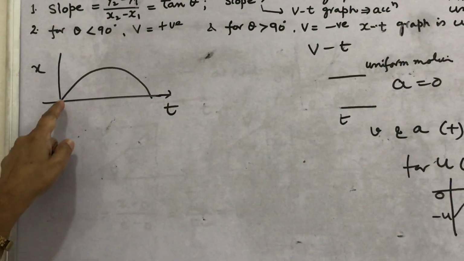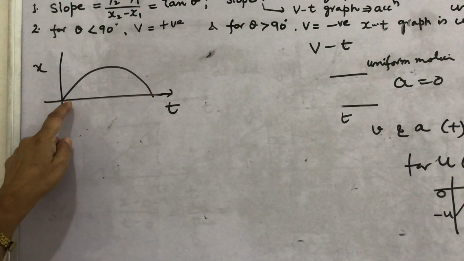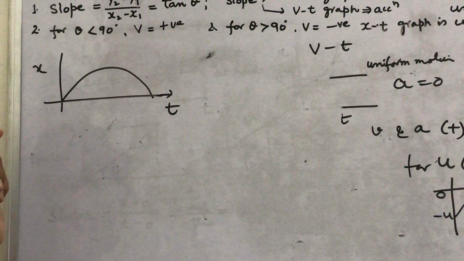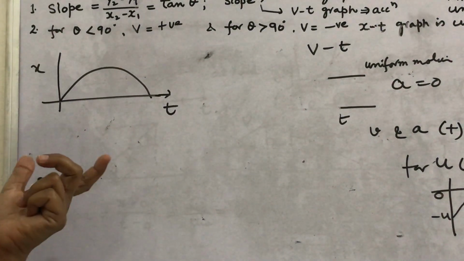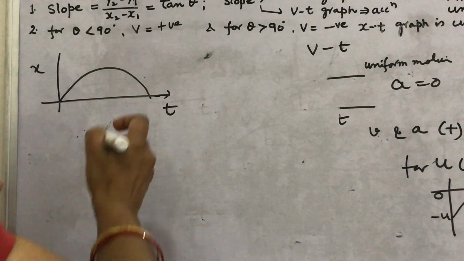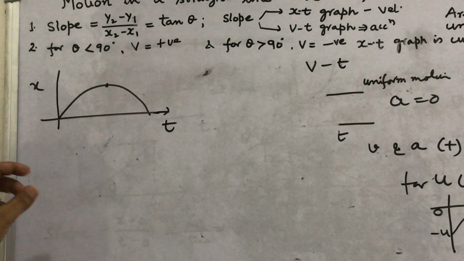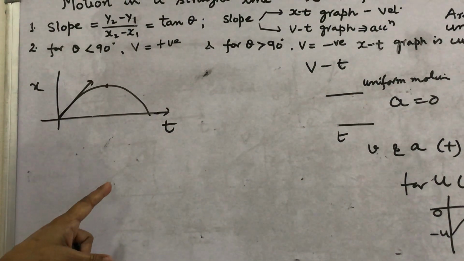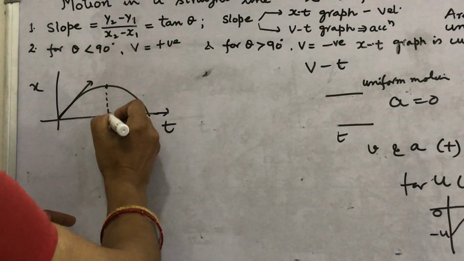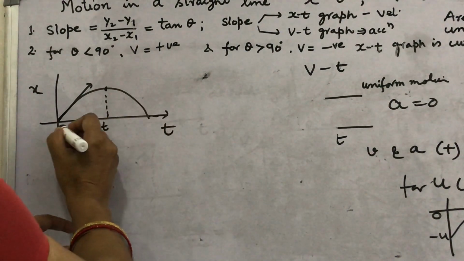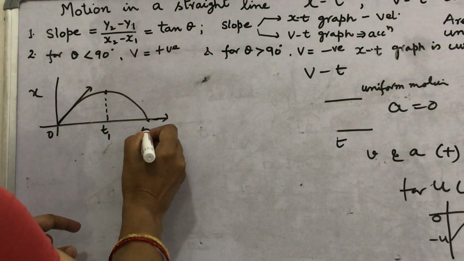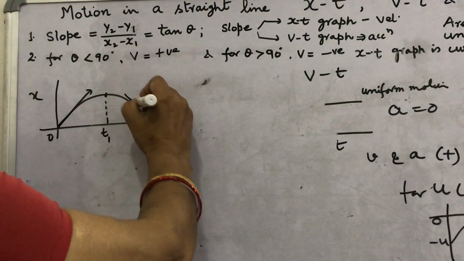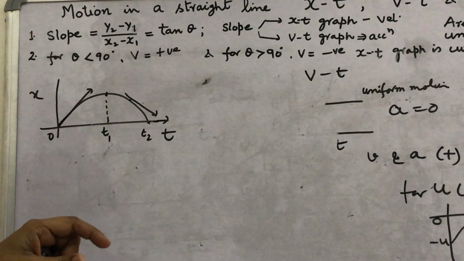What do you observe? That the object beginning is from origin, and whenever the object comes to rest, again it is at origin. Then find the velocity time graph. At this point, the graph has a slope, that is, velocity is positive. Suppose this is 0, this is t1, this is t2. From t1 to t2, if you take any point, you find the slope is negative.